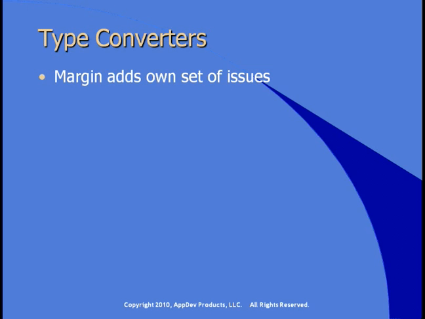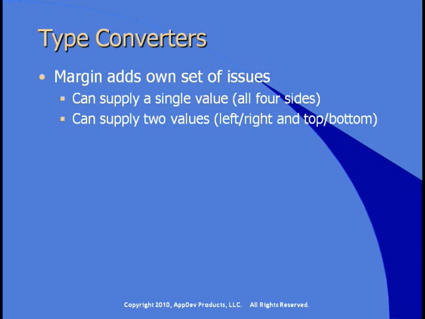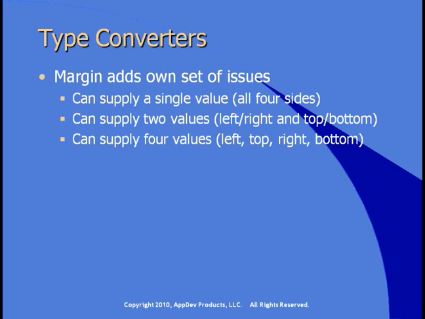Let's look at the margin property. It adds its own set of issues. For the margin property, you can supply a single value, and that applies to all 4 sides. You can supply just 2 values. You haven't seen that yet, but you can. If you supply just 2 values, the first value applies to the left and right margin, and the second value applies to the top and bottom margin. You can also supply 4 different values, and in that case, they supply the left, the top, the right, and the bottom margins individually. How can this be?